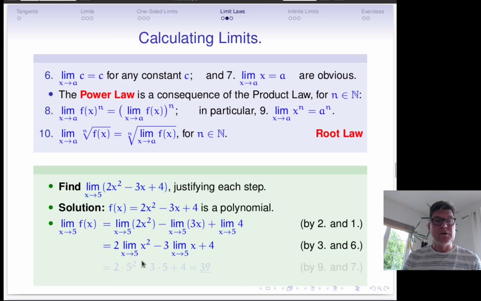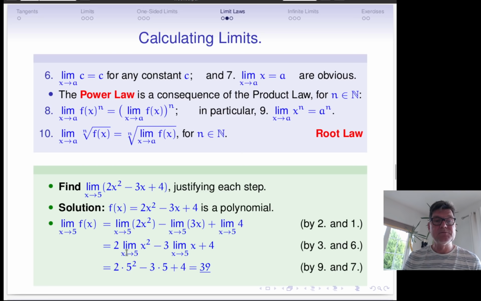And then we're left with what's the limit of x squared? Well, there we just had the power law. The limit of x squared is the square of the limit, and the limit of x as x goes to 5 would be 5. So by rules number 9 and 7, we find that this is 2 times 5 squared.